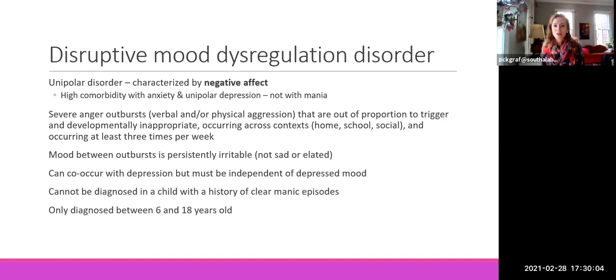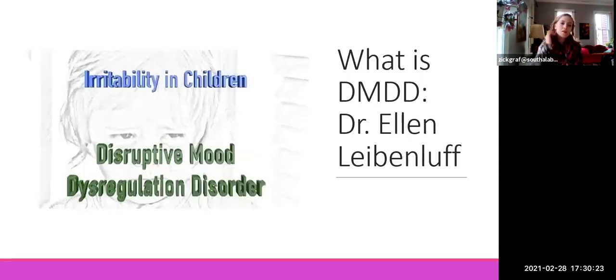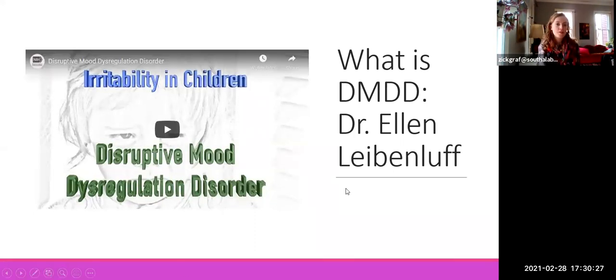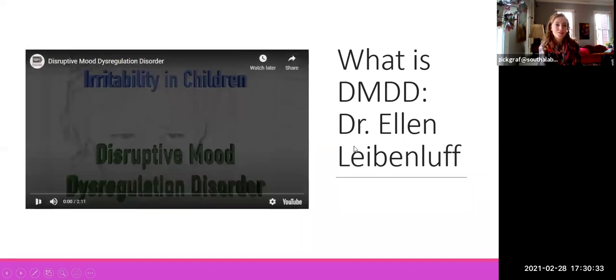And it can't be diagnosed in a child with a history of mania. Because DMDD can be diagnosed between 6 and 18, mania can start with like late childhood, early adolescence. It doesn't happen in 6-year-olds, but it can happen in 18-year-olds. DMDD is only a diagnosis of childhood. So this is a quick video with Dr. Ellen Leibenluft, who's one of the leading researchers on DMDD with NIH, talking about what DMDD looks like in children.